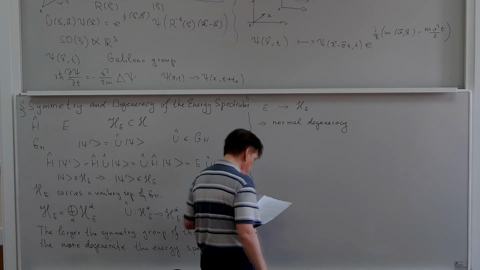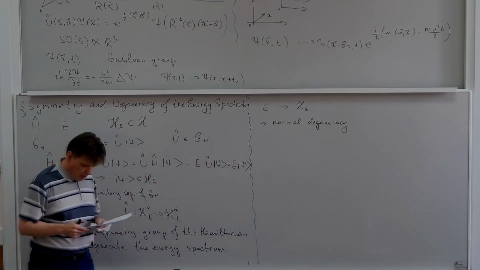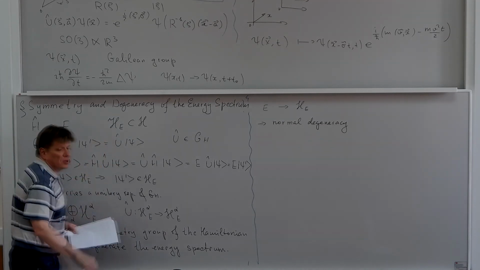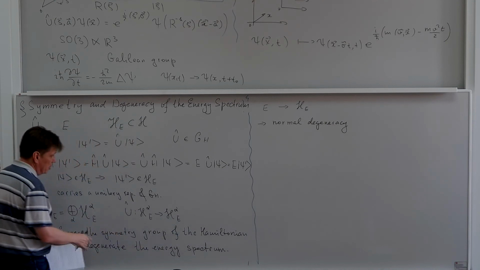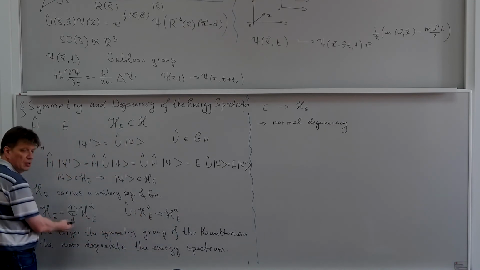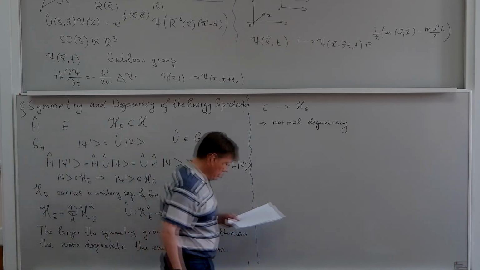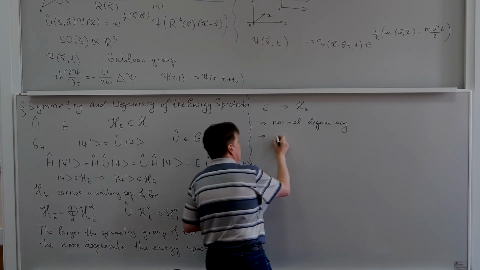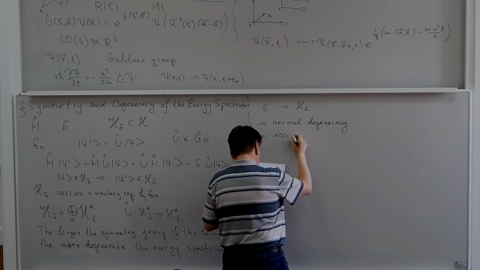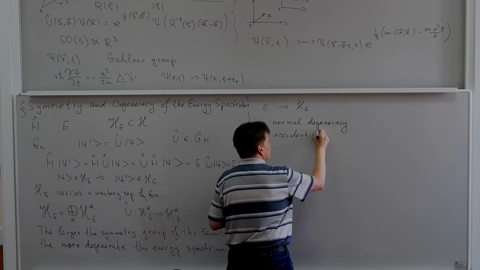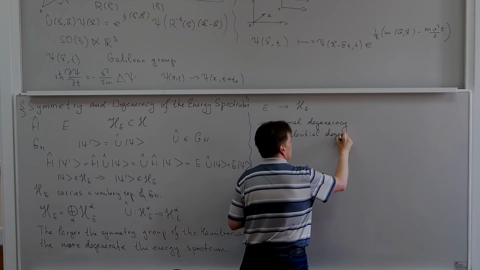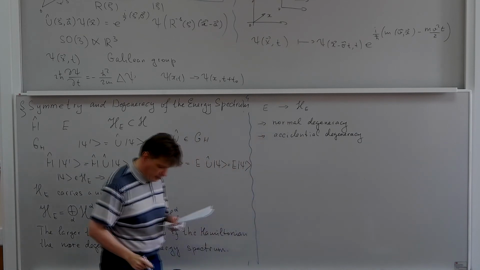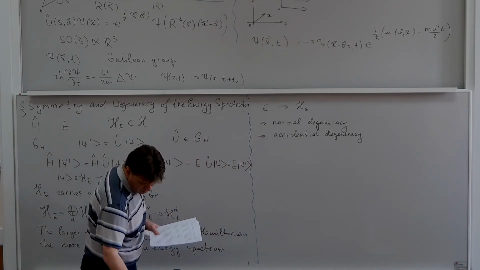When two or more irreducible representations occur at the same energy, like in this decomposition with respect to alpha, then we use the term accidental degeneracy.